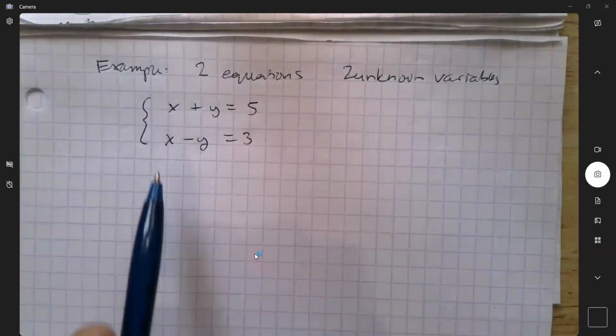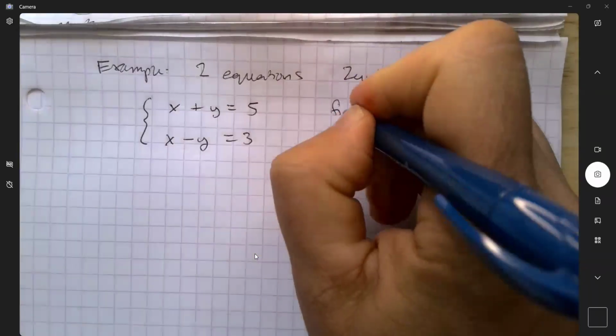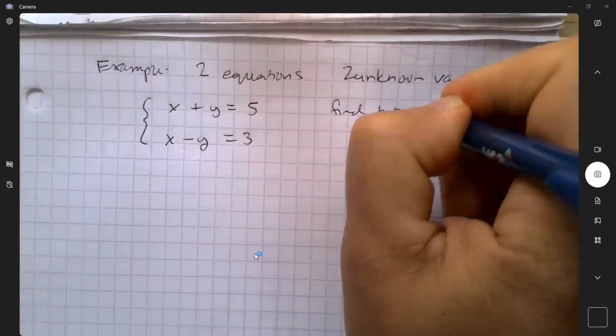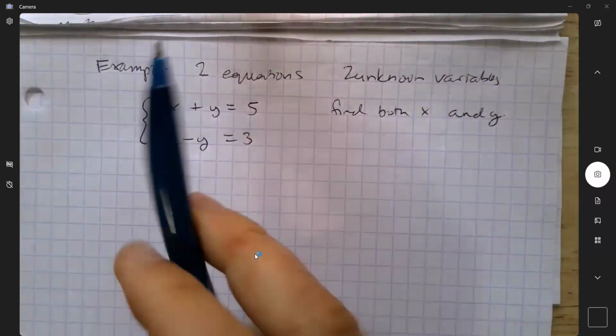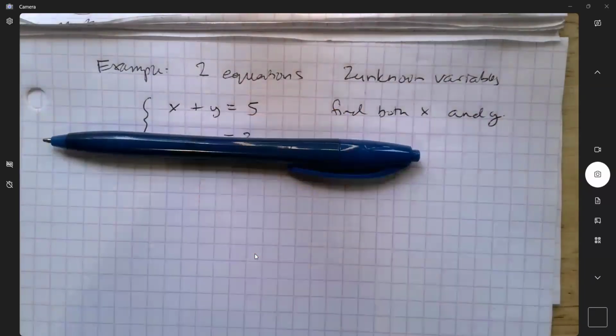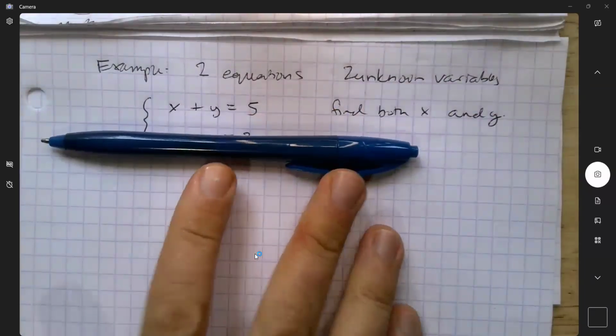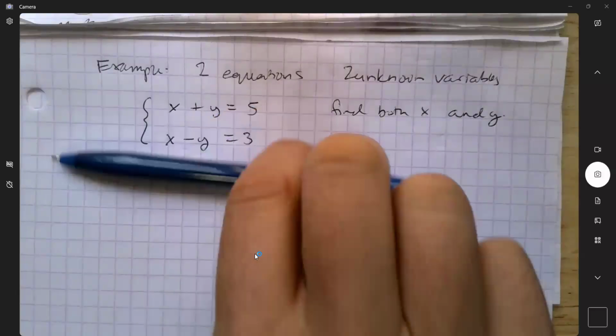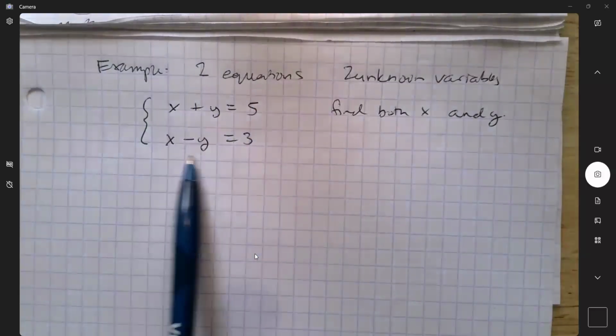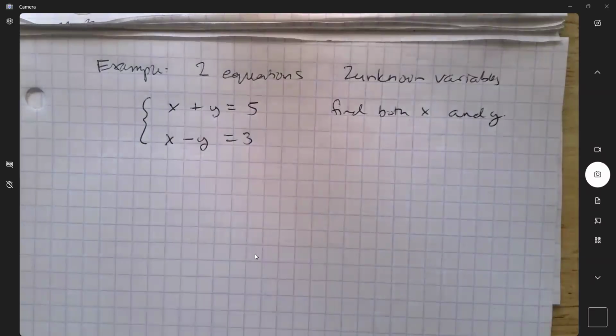Now, if I want to solve this system, I need to find both x and y. One equation is not going to be enough for me to solve that. In this equation, x could be 0 and y could be 5, but x could be 1 and y could be 4, or x could be 12 and y could be -7. So one equation is not enough to find two unknown variables. You need at least two equations.